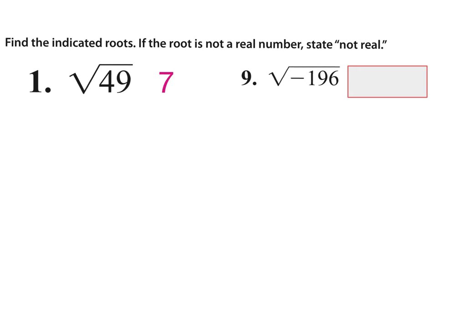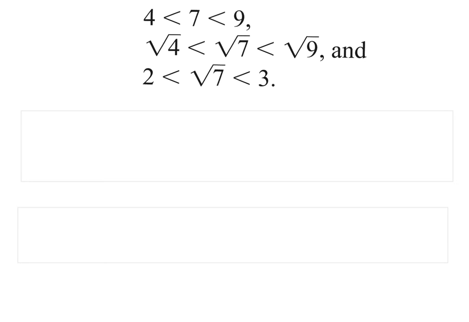What about the second one? So the square root of 196 is 14. What's the problem with this, though? It is a negative, right? And what is my index? If you don't see an index, it's what? 2. It's 2. That's even. So this one is not possible. Not a real number.